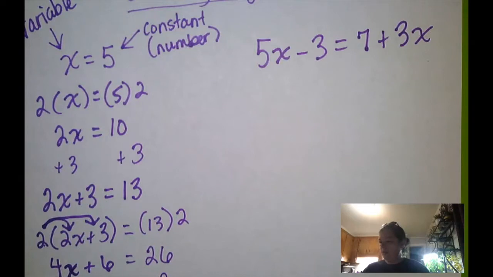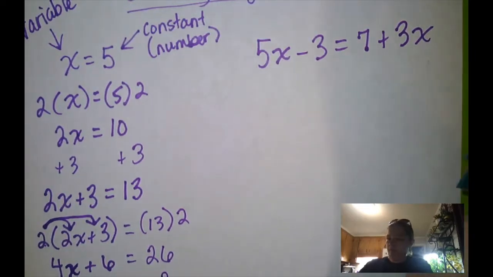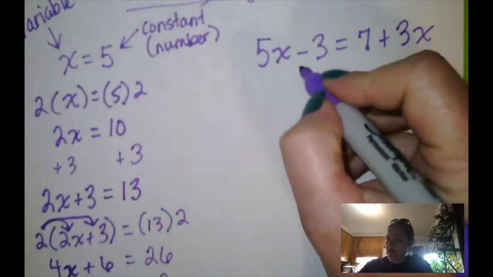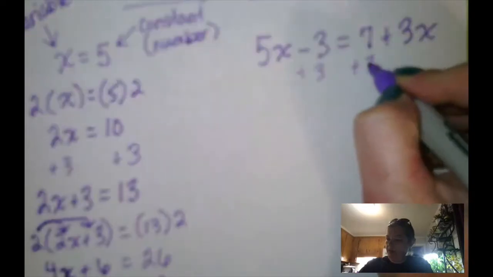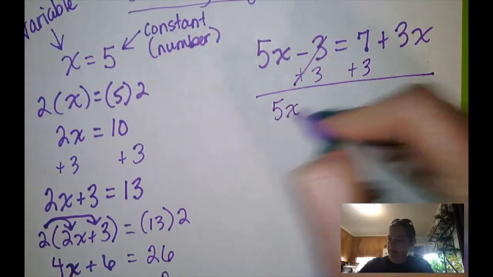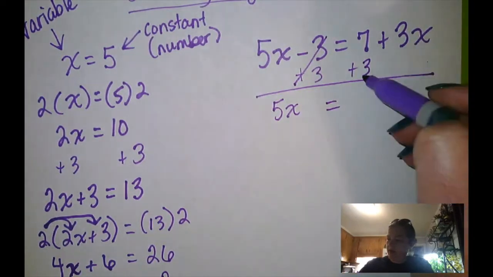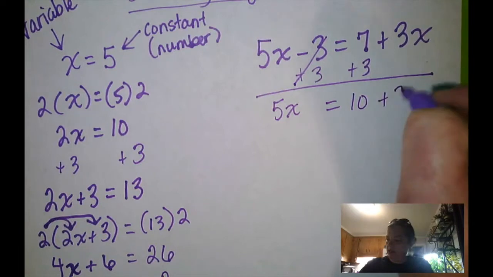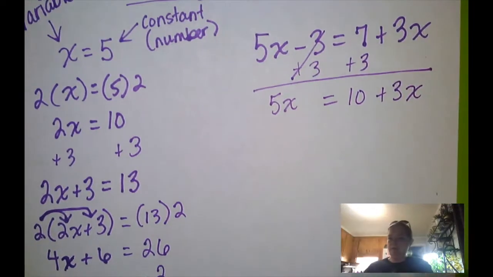So in this case, I noticed that I can eliminate this 3 right here by adding 3 to both sides. That leaves me with just 5x right here. I'm not adding the 3 to that again. I have to add it to the 7, so I get 10 plus 3x.